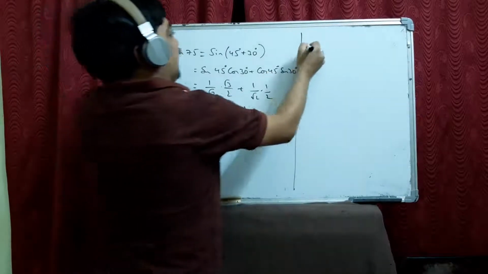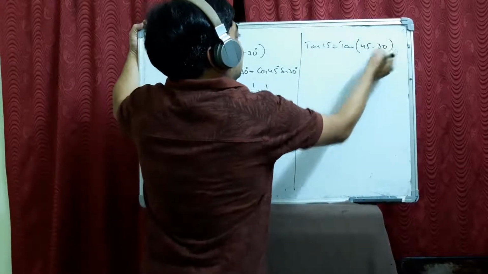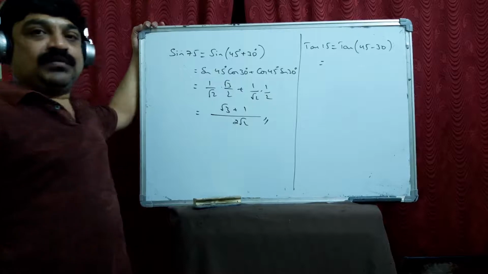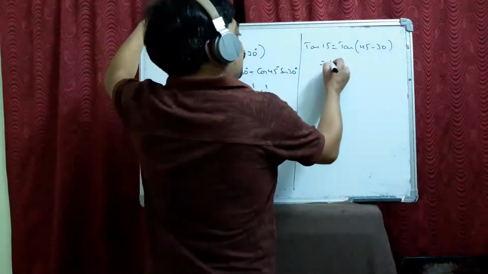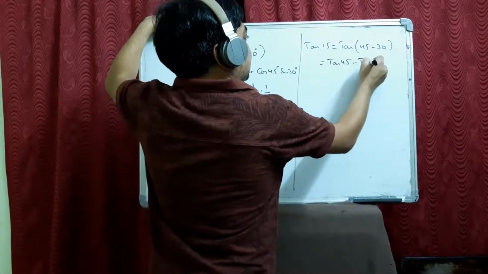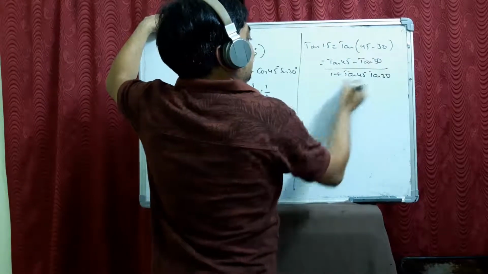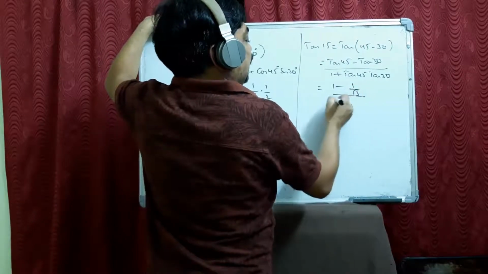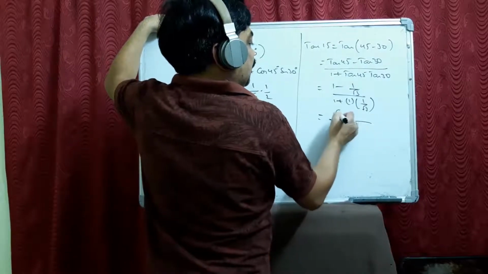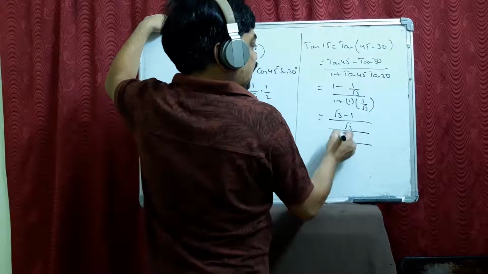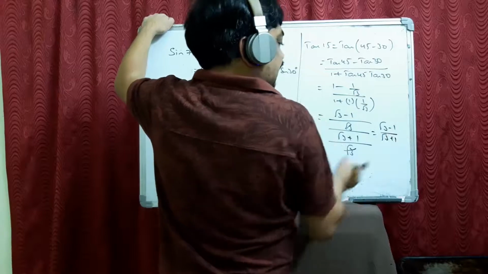In the same way, tan 15 they ask us. Tan 15 you can find using 45 minus 30. Here you can also apply 60 minus 45. If I apply the formula of tan A minus B, what is the formula of tan A minus B? Tan A minus tan B by 1 plus tan A into tan B. It becomes 1 minus 1 by root 3 by 1 plus 1 into 1 by root 3. The LCM is root 3 here. It becomes root 3 minus 1, and the denominator also root 3 plus 1. Actually you can leave it like this, or otherwise you can rationalize this also.